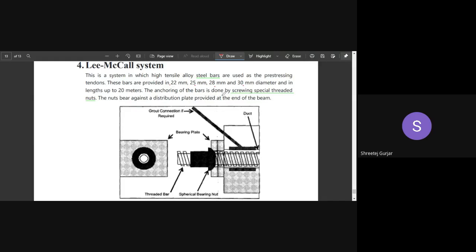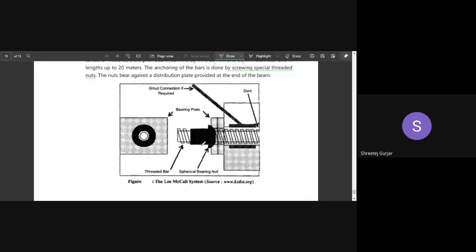Anchoring of your bars is done by screwing on special threaded nuts. So this is your nut. This is your nut. These are your threads. You can see the threads are put on your steel bar, and once you tension and stretch your steel bar, we simply put our nut and we anchor your steel bars. So we have bearing plates, right? Bearing plates to transfer your load or your stress from your nut to your concrete.